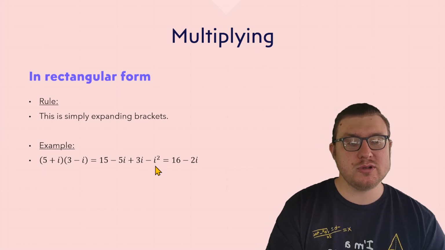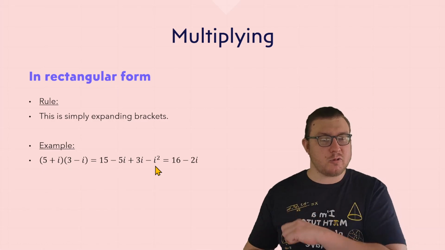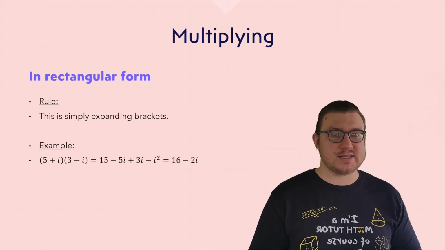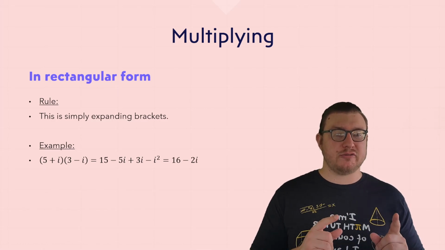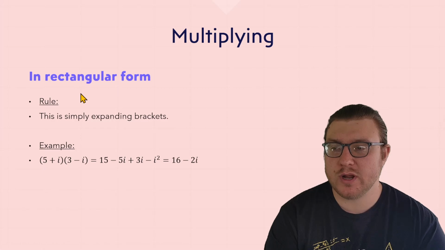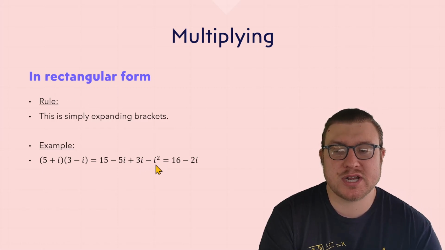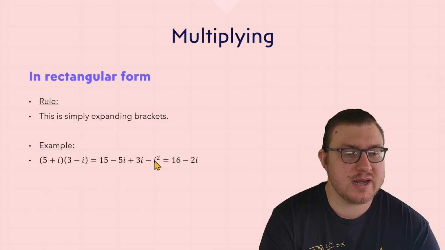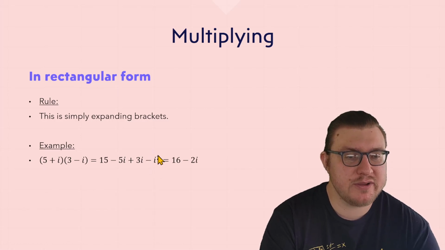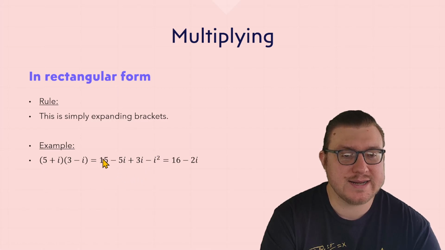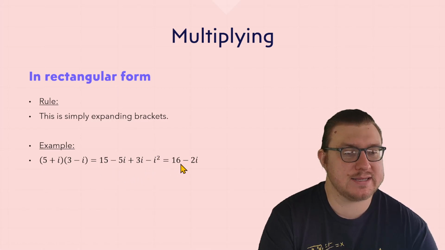And we're going to use the definition that we had right in the beginning for our complex numbers, where we said that i squared is equal to negative 1. So we're going to get negative of negative 1, which is going to be a positive 1. So we have a positive 1 here and a 15, making it 16.